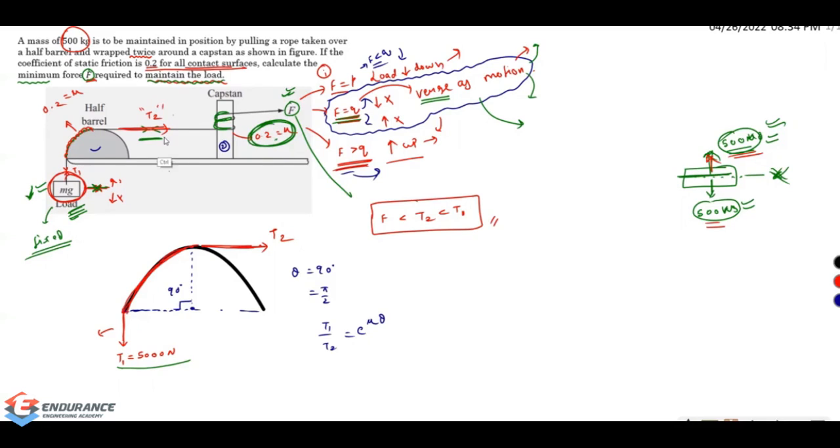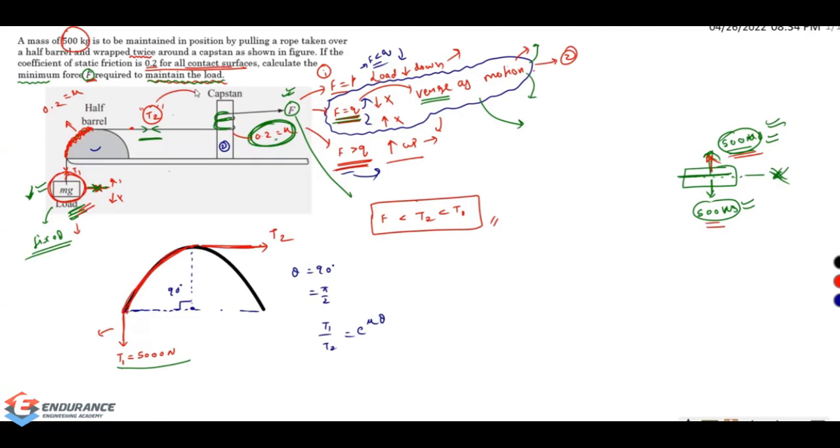I'm not pulling it. I was in the second case only. The third case I will explain later. I'm not pulling it, I'm just holding it. If I want to hold 500 kg of load, this T2 obviously has to be less than 500 kg, because this friction is supporting us.